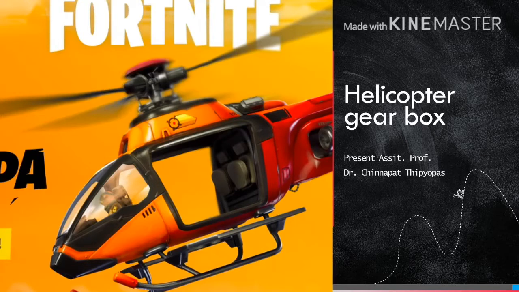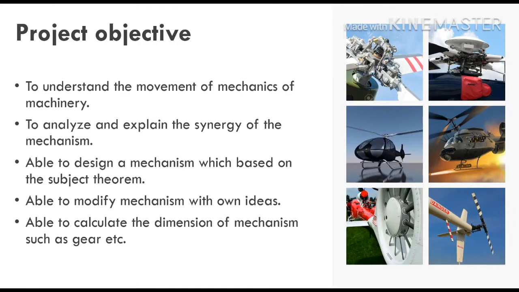So let's get started. Our project objective: first, to understand the movement of mechanics of machinery. Second, to analyze and explain the synergy of mechanism. Third, to be able to design a mechanism based on the subject theorem. Fourth, to be able to modify a mechanism with our own ideas. And the last, to be able to calculate the dimensions of a mechanism, such as gears.